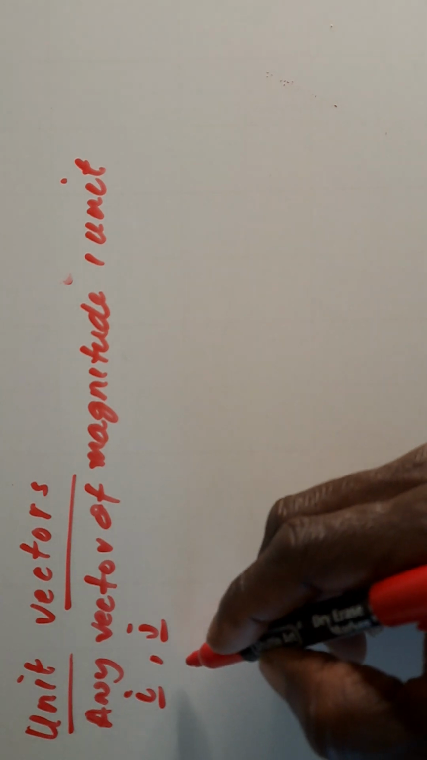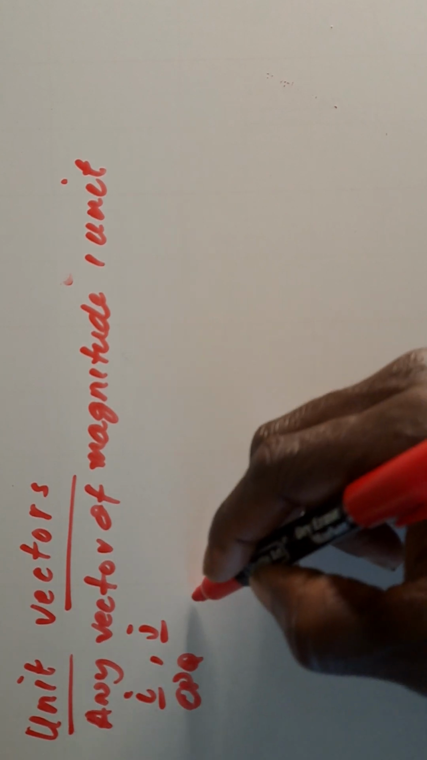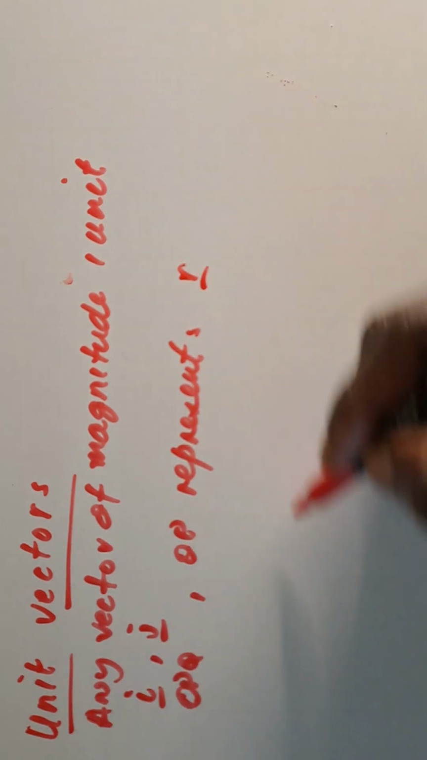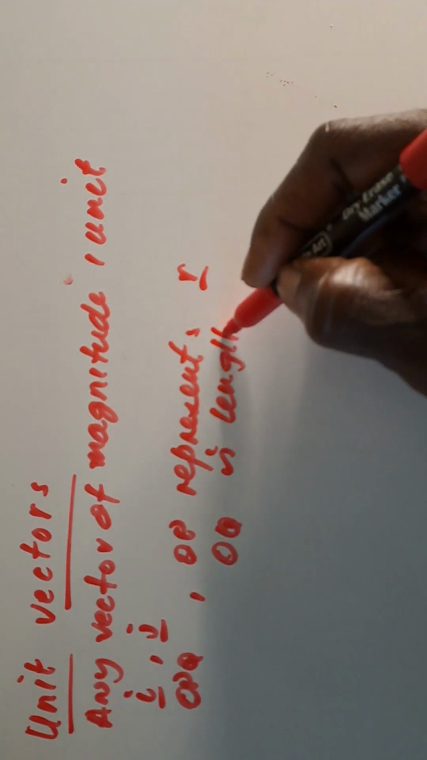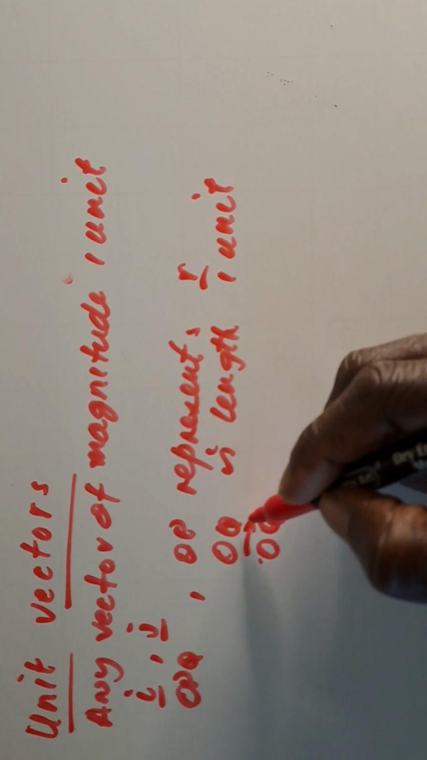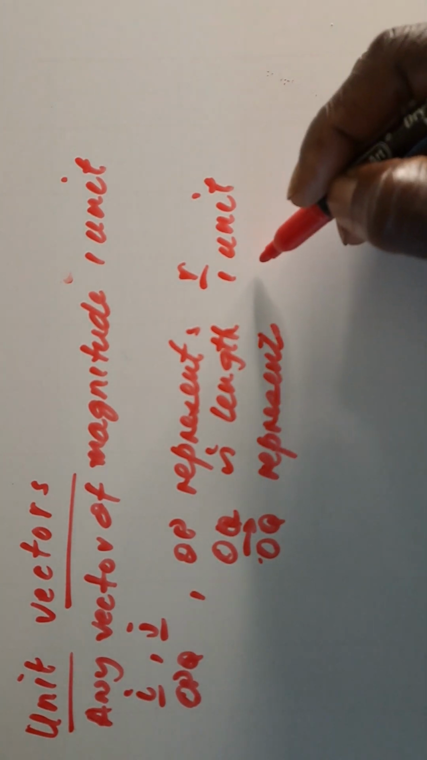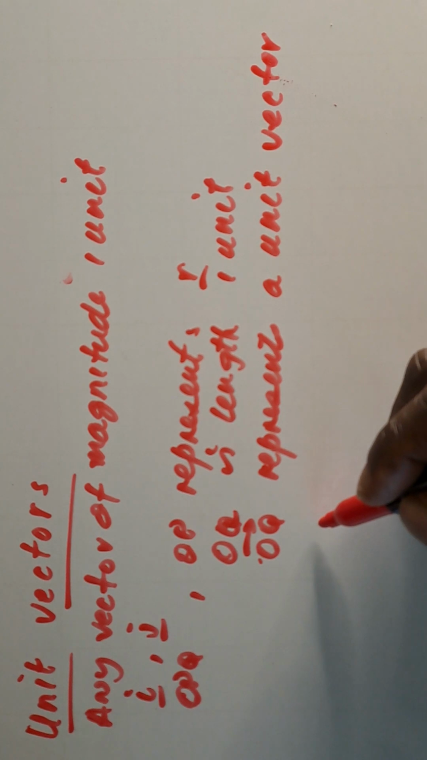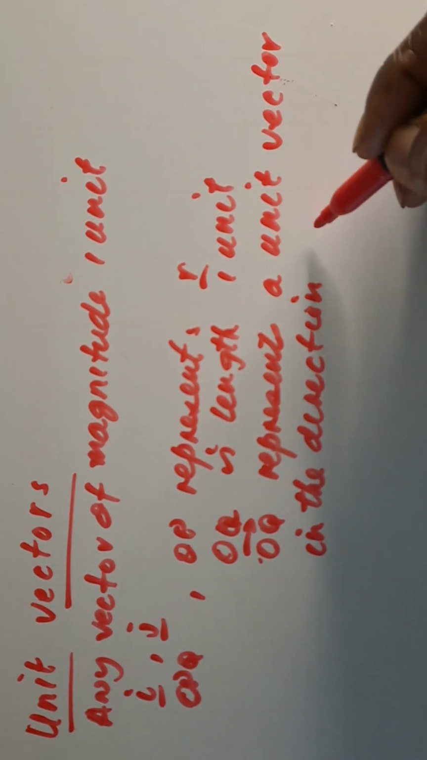Now if we have a line OPQ, where OP represents the vector R, and OQ is length 1 unit, then the vector OQ represents a unit vector in the direction R.